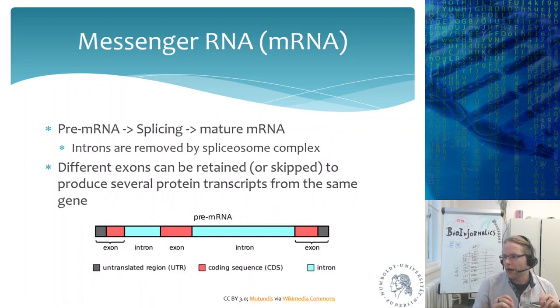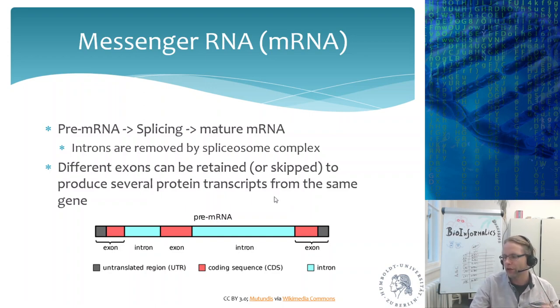Messenger RNA, or mRNA or hnRNA, comes in two forms. We have the pre-mRNA, which is called hnRNA, and then this is spliced to produce the mature RNA. If you have the structure of an mRNA, you have an exon, and there's an untranslated region at the beginning and at the end. These are for stability of the RNA and also for directing the ribosome on how many proteins to make from this RNA. But if you look at the pre-mRNA, the hnRNA, it generally has some introns and exons. The exons are the parts which code for the protein, and of course different exons can be retained or skipped to produce several protein transcripts from the same gene.